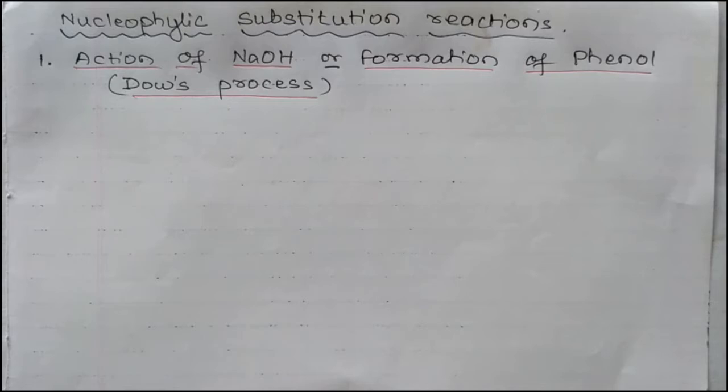Now we'll discuss nucleophilic substitution reactions of halogens. First, action of sodium hydroxide for formation of phenol. This is also known as Dow's process.